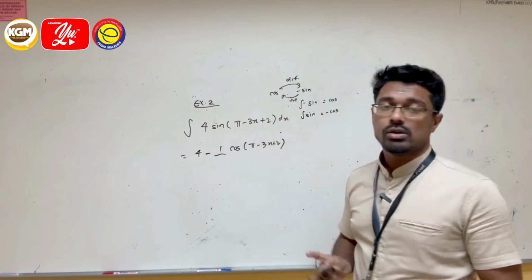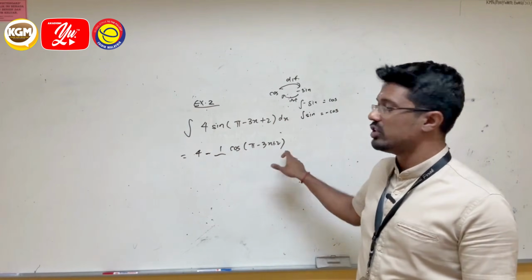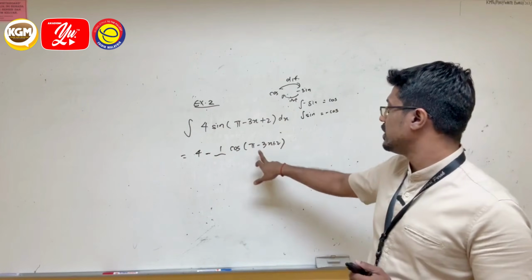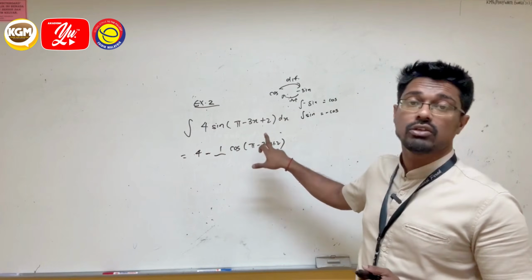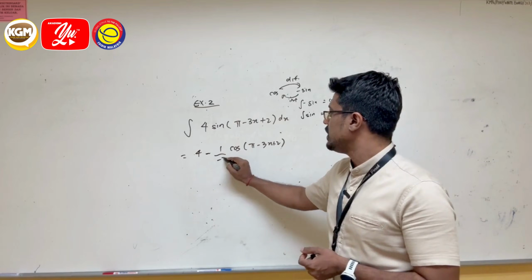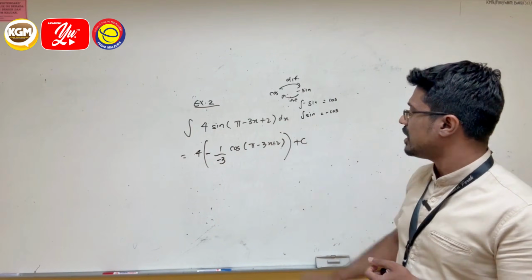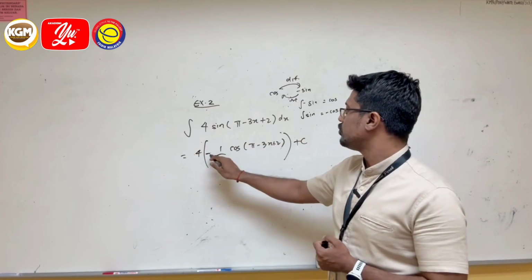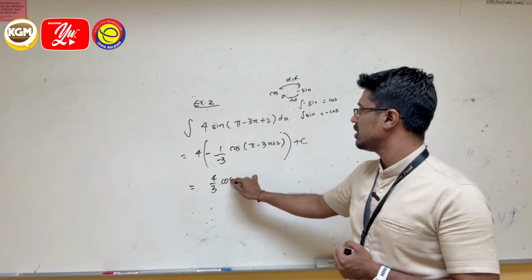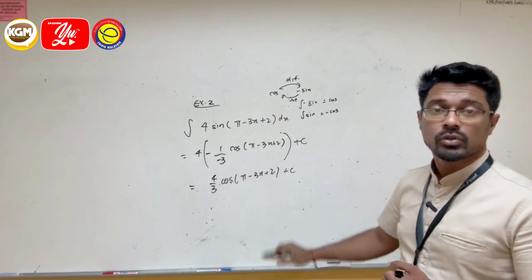In front is 1 over, how do I get the number here? I have to go and differentiate this. Remember, pi is a number. So when you differentiate a number, you're going to get 0. So differentiate negative 3x, you're going to get negative 3. Differentiate 2, you're going to get 0. So it's just going to be this. I will put a bracket so that we do not make a careless mistake. Now you see the negatives will cancel out. So I'm just going to get 4 over 3 cos pi minus 3x plus 2 plus c.